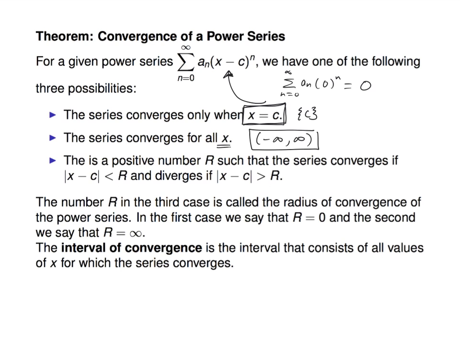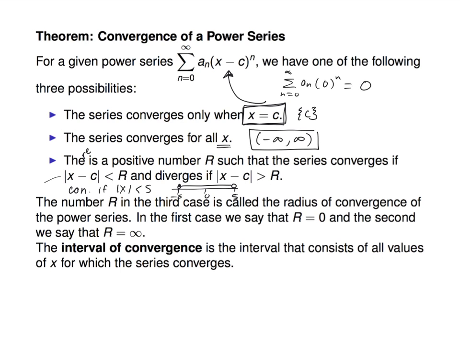And the last case, I made a typo. It should say there is a positive number r such that the series converges if |x - c| is less than r and diverges if |x - c| is bigger than r. So for example, on the one I did before, we had convergence if the absolute value of x was less than 5, right? Which is like saying my center is 0, and between -5 and +5 I'm okay, but outside of that I'm not.